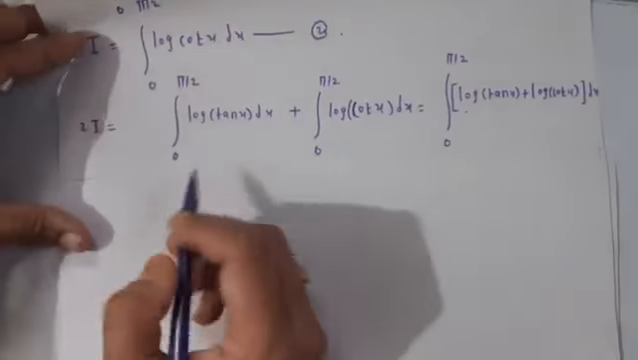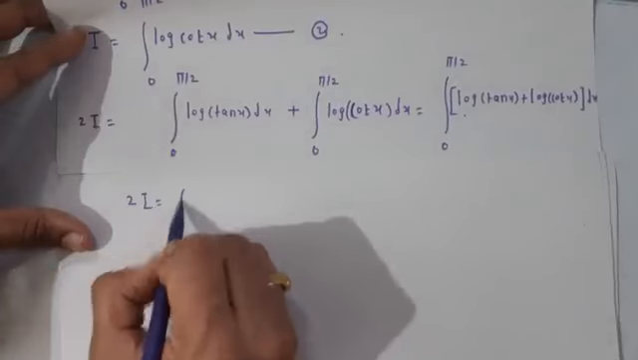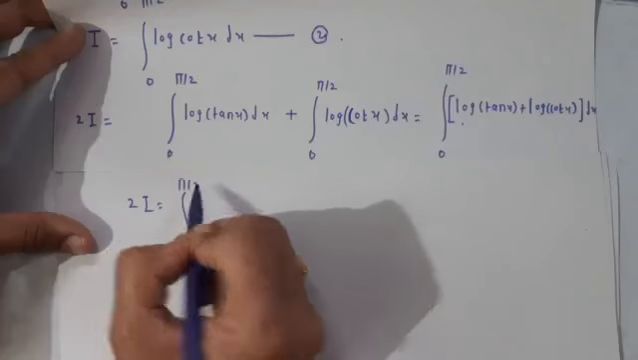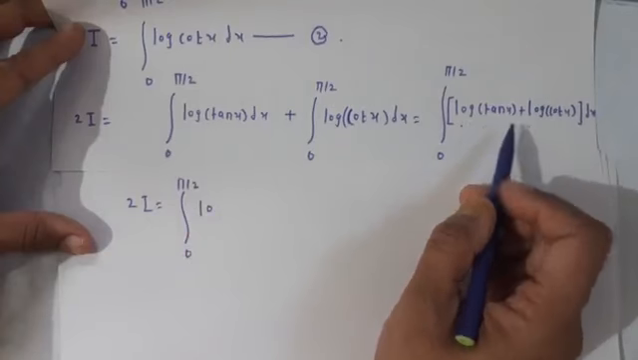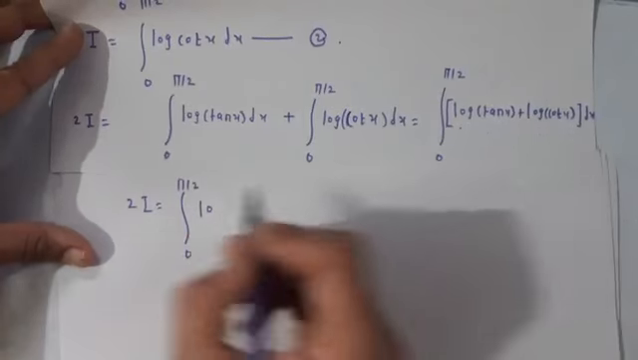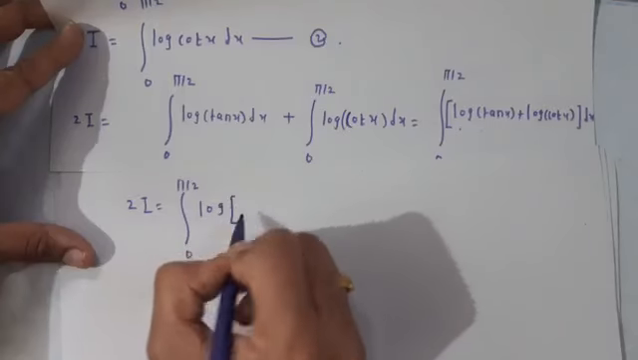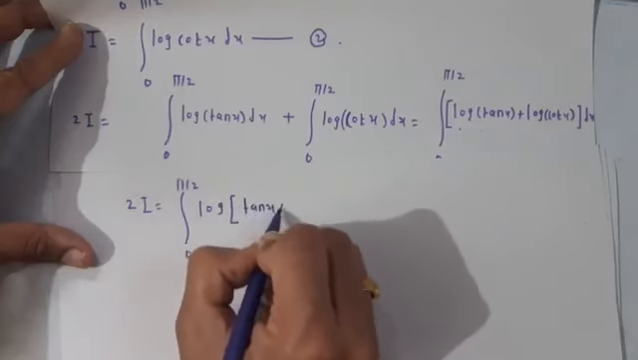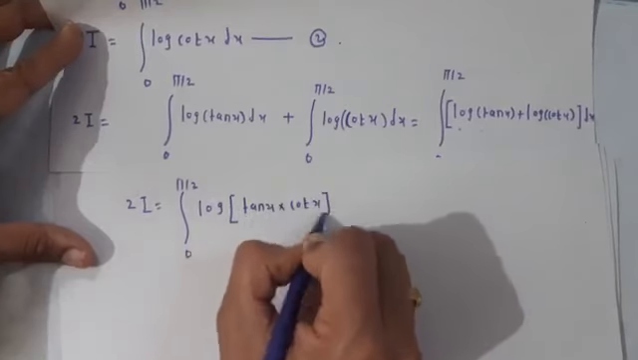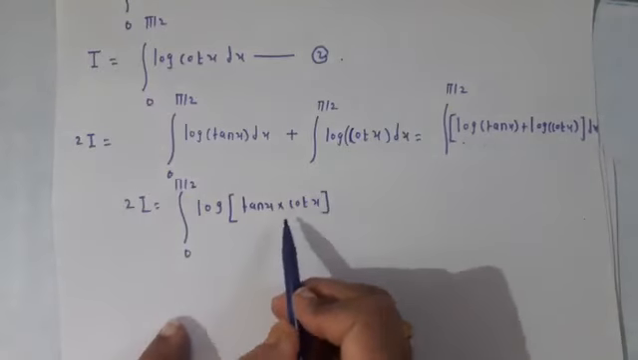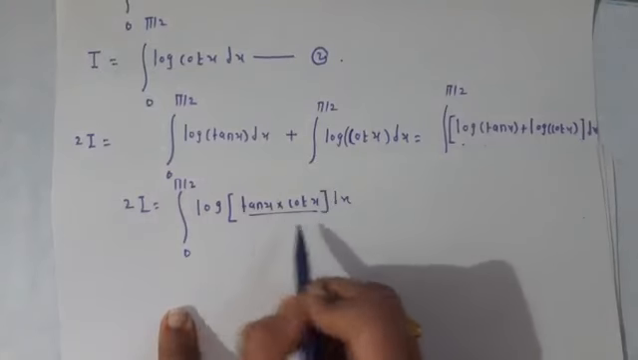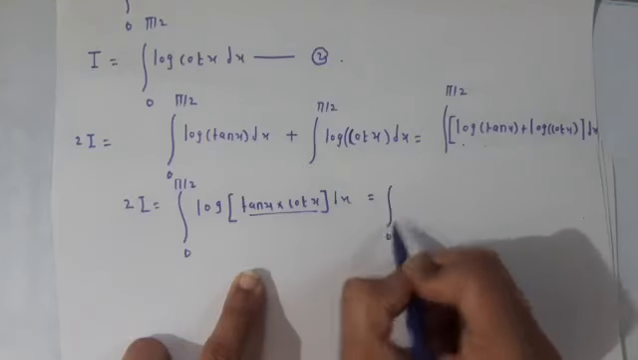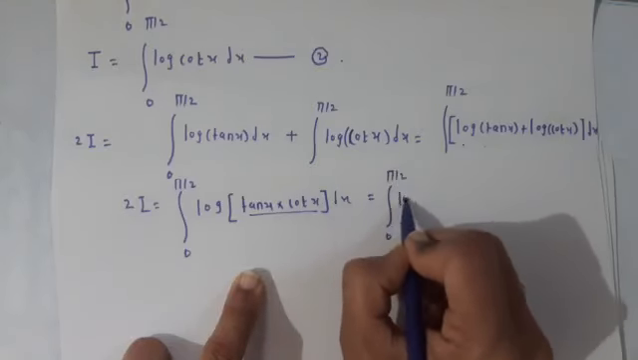Okay, and this is 2I equal to the integration from 0 to pi by 2. By using the rule of logarithm, that is log m plus log n is log of m into n, this is log of tan x into cot x. And students, you know tan x and cot x are reciprocal of each other, and therefore their product is 1, and this is 0 to pi by 2 log of 1.